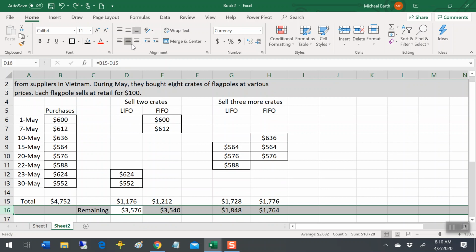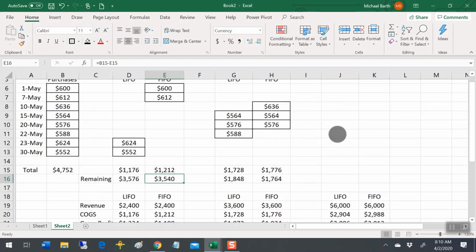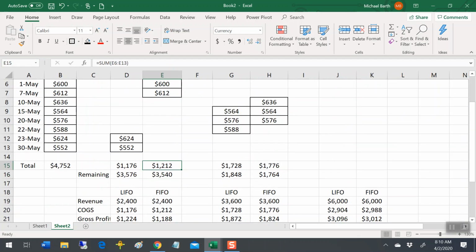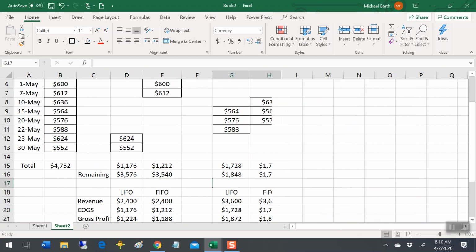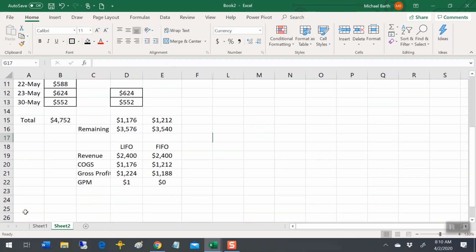Now the remaining inventory would be, you had $4,752 worth. If you sold $11.76, the remaining inventory would be $4,752 minus $11.76 if you're doing LIFO. If you're doing FIFO, it would be $4,752 minus $12.12. All right, so let's hide this stuff for a second. How that would affect the income statement.